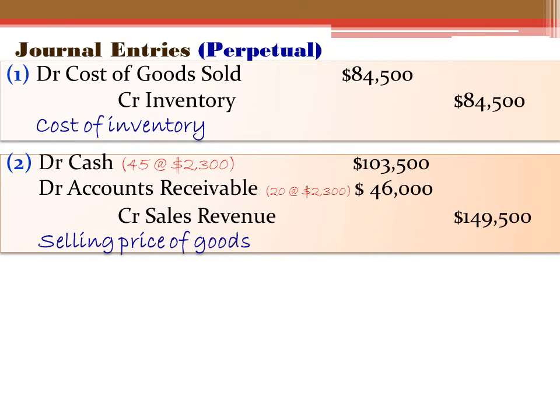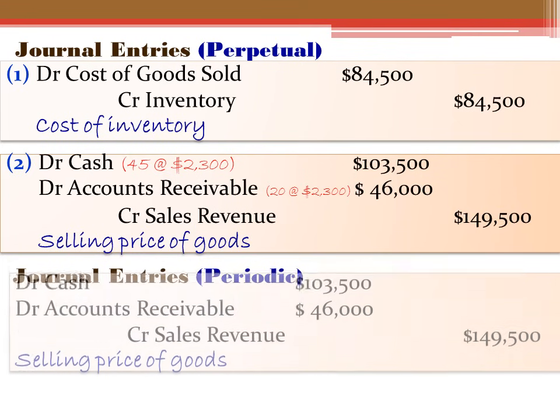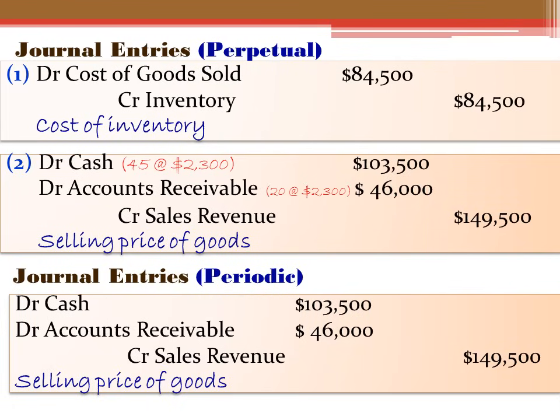Then for the periodic system, remember, it's just the selling price side that we would record. So it's simply debit cash $103,500, debit accounts receivable $46,000, and credit our sales revenue $149,500. Now I have a little assignment I'd like you to do, and I would like you to post your response to your discussion forum. What if you were asked to journalize the transaction on June 14? If you notice the question there, on June 14, there is some shipping cost that we have to deal with. Remember, that is the treatment of freight in. So let us see how you will respond to that requirement.